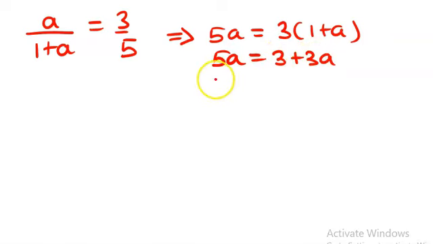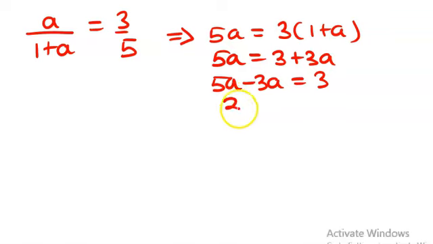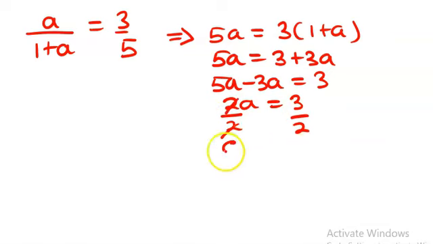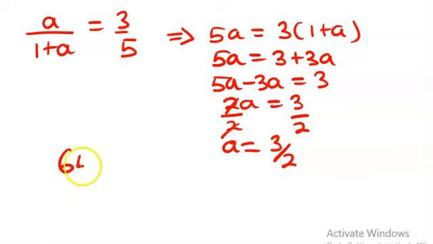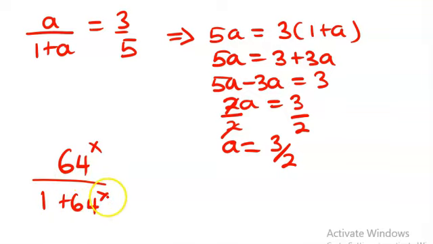Then group the like terms. So 5a minus 3a will be equal to 3. So this is 2a, which is equal to 3. We then divide both sides by 2. So a is equal to 3 on 2. We then come to 64 to the power x over 1 plus 64 to the power x.